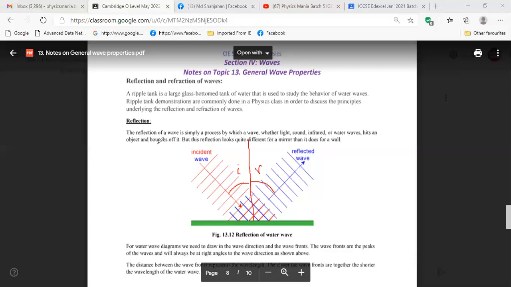Okay, wait. So here we have the heading reflection, right? Yes, sir. So you write this heading, then write this part, till here you write. From here to here, right? Okay, then you write this part from here to here. Okay.